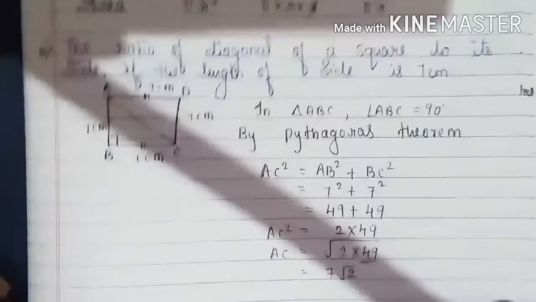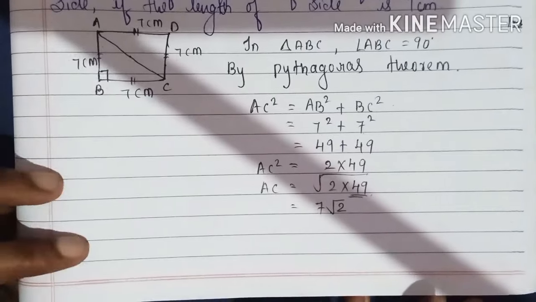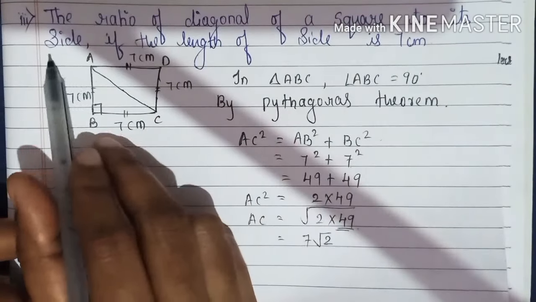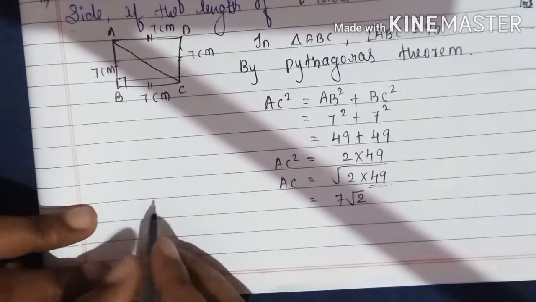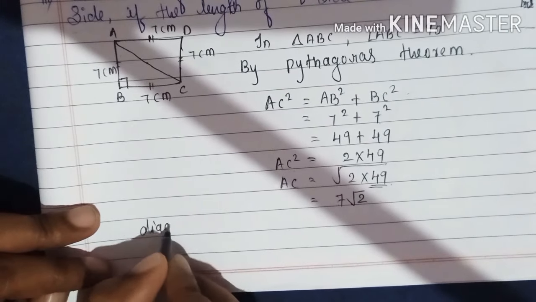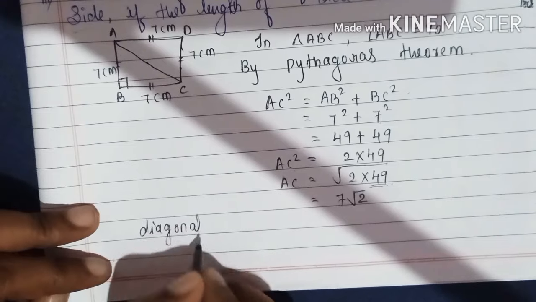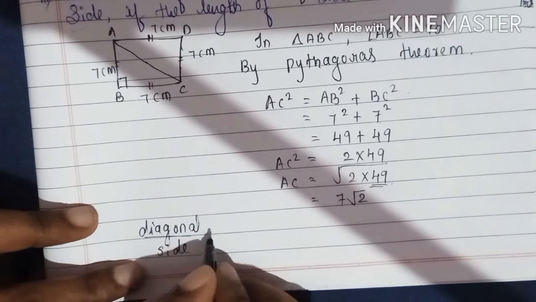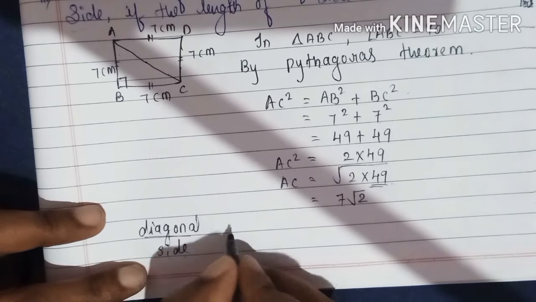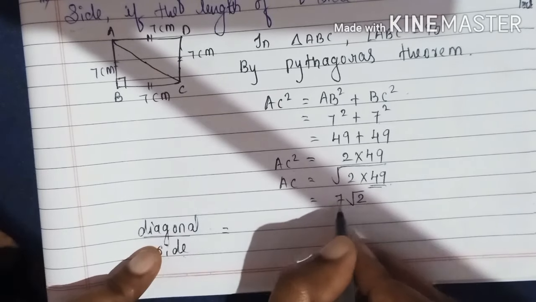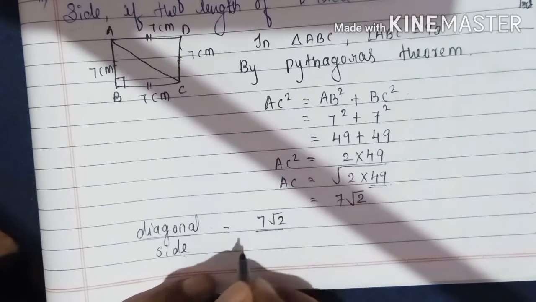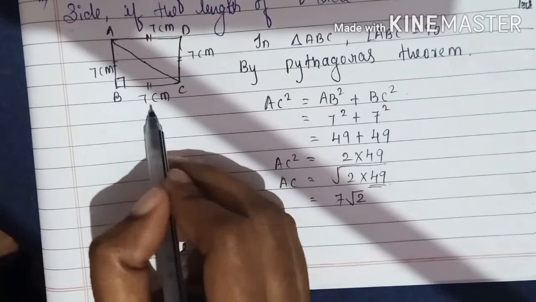Next we will find out the ratio. Here we need to find out the ratio of diagonal of a square to its side. So we'll write first diagonal upon side. That is diagonal of a square and the side of the square. We have the length of the diagonal is 7 root 2 and the length of one side of a square is 7.